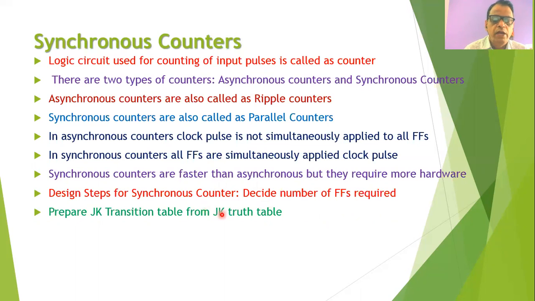Then we need to study the JK truth table, that is, the truth table of the JK flip-flop. And according to the truth table of the JK flip-flop, we need to prepare one more table, and this table is called the transition table. So what is the initial state and what is the next state after the application of the clock pulse? By checking the truth table of the JK flip-flop, we can prepare the transition table of the JK flip-flop.